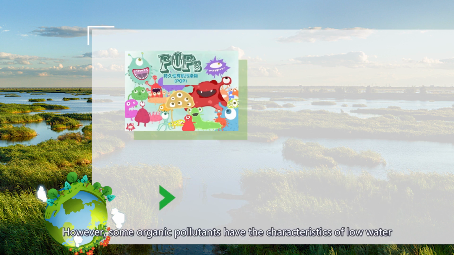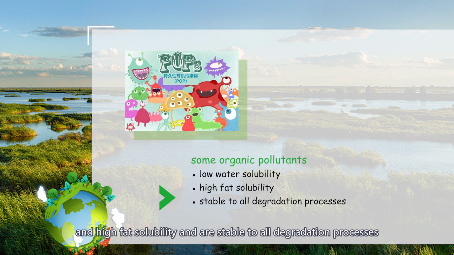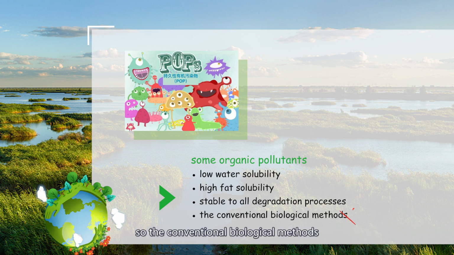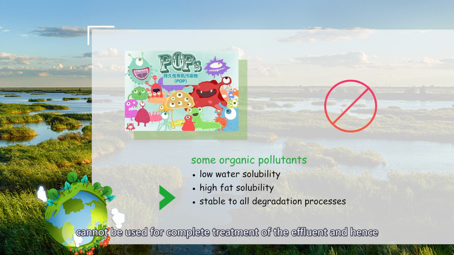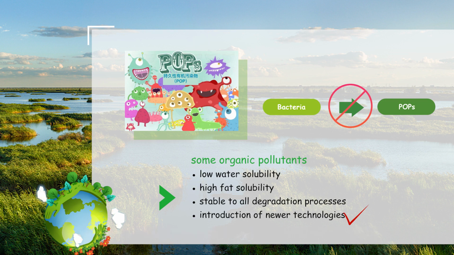However, some organic pollutants have the characteristics of lower water and higher fat solubility and are stable to all degradation processes. So, the conventional biological methods cannot be used for complete treatment of the effluents, and hence the introduction of newer technologies to convert them into less harmful or lower chain compounds, which can be treated biologically, has become imperative.